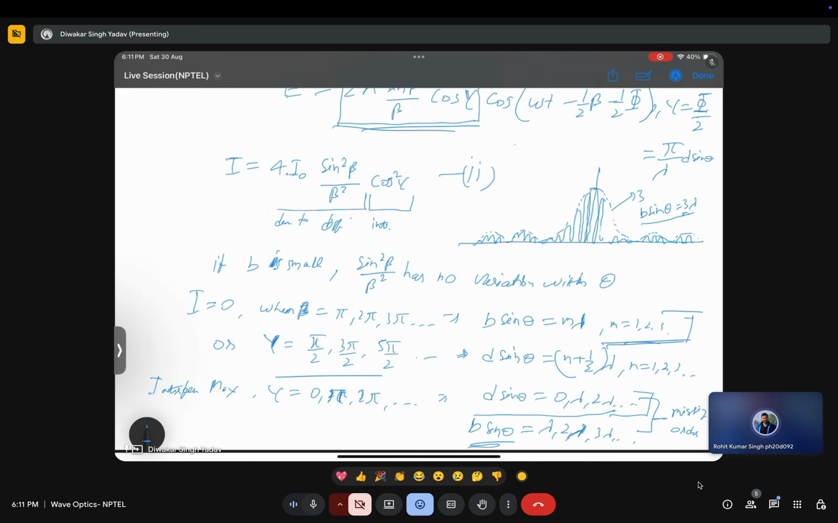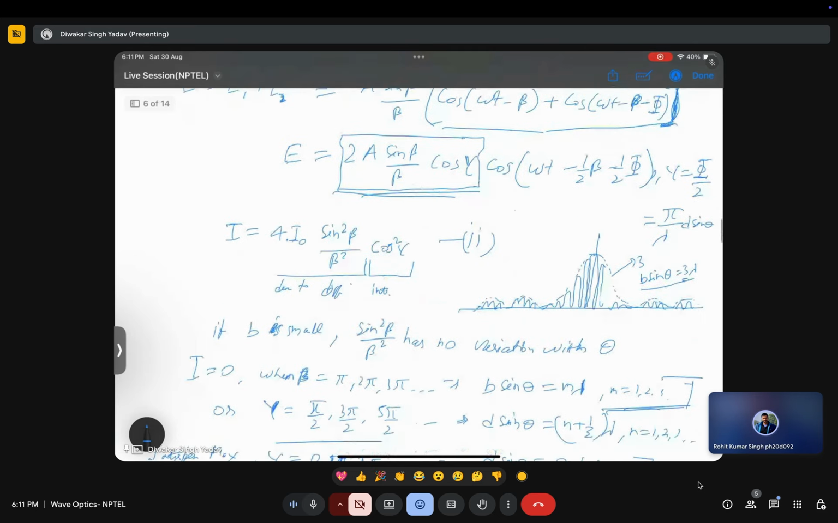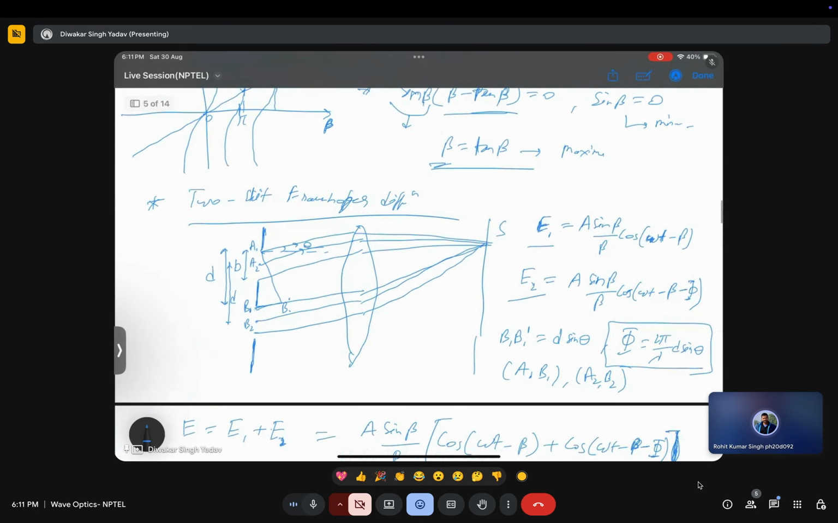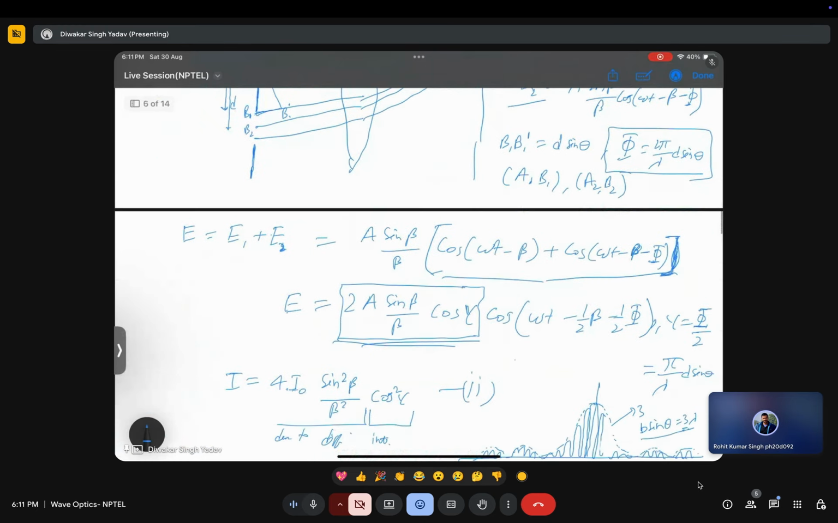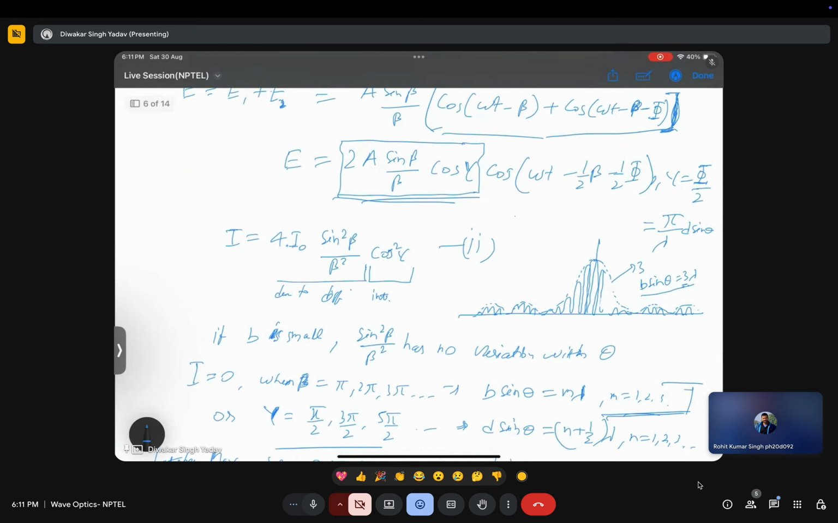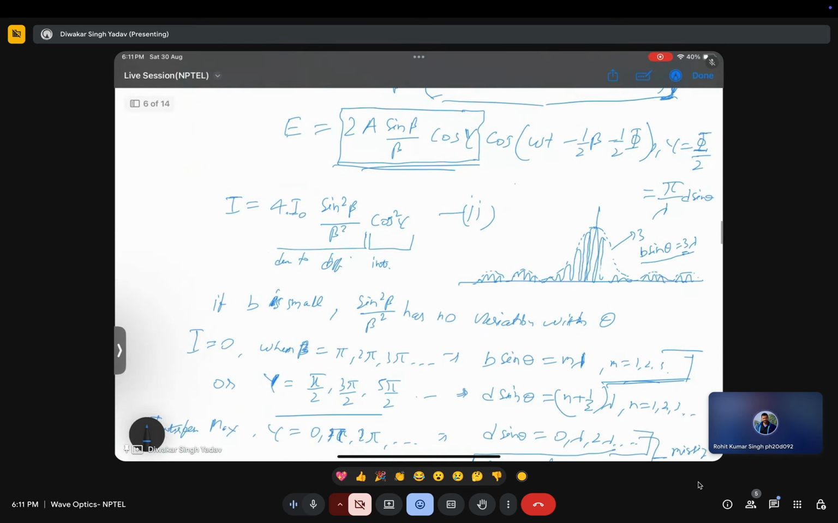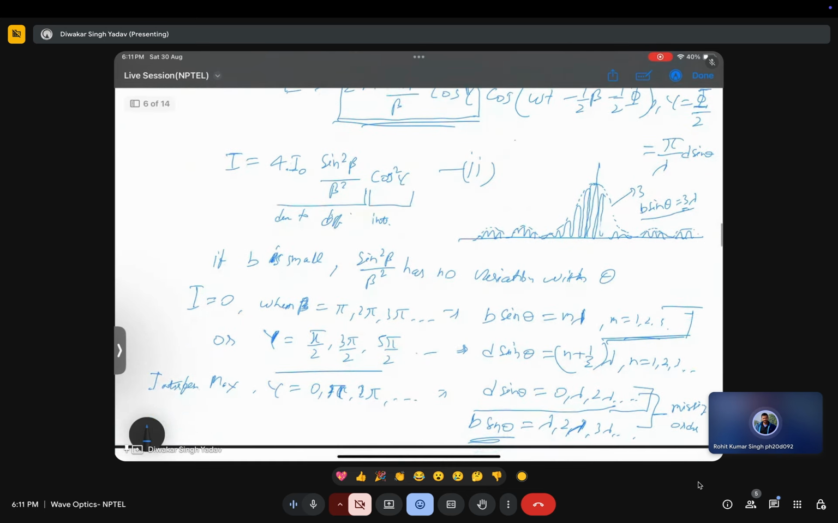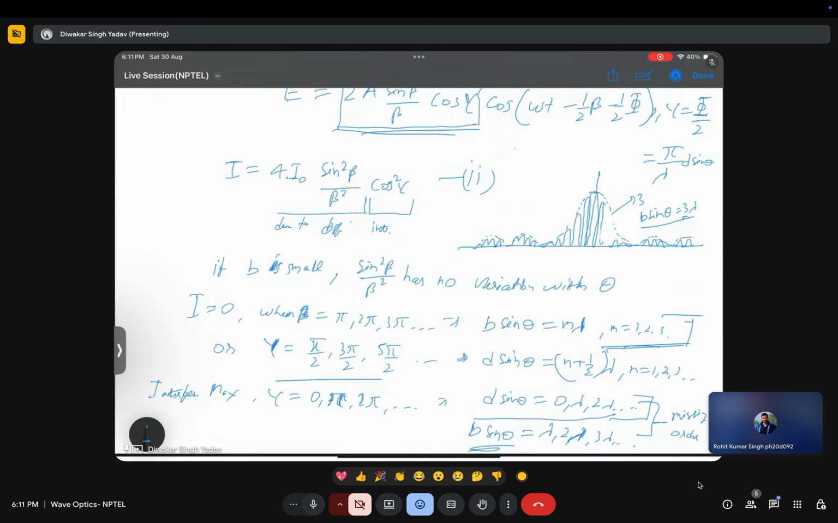So I think that is all for two slit Fraunhofer diffraction. We also have the N slit and the diffraction grating, but I think we can cover that in the next session. So for now, let's move to some problems. Do you have any question till here? No, sir. Okay, thank you.